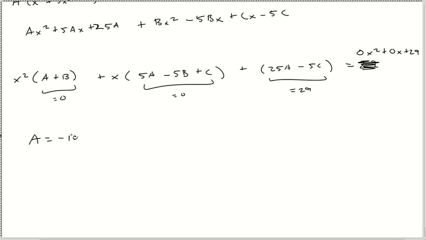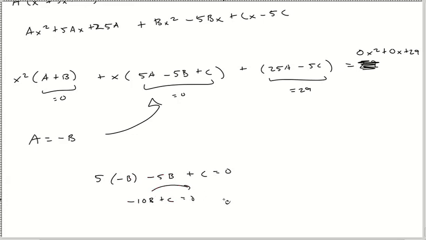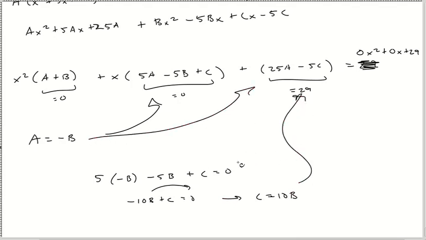So a is equal to negative b, and I can plug that in right here. So then we got 5 times negative b minus 5b plus c is still equal to 0. These guys actually combine to make negative 10b plus c is equal to 0. Solve for c, let's say. It's 10b. And then I can take that and plug it in here. And I can plug this in over here.